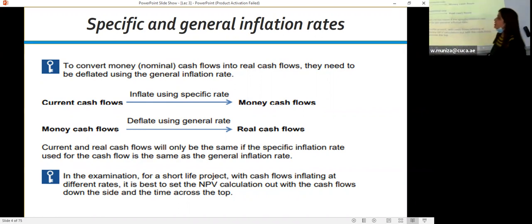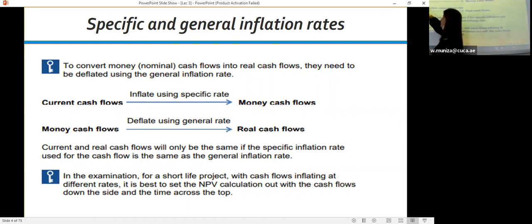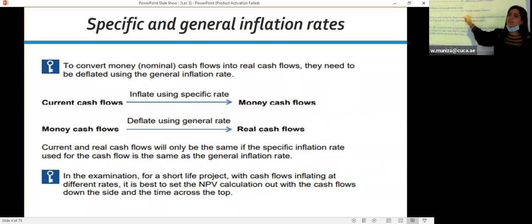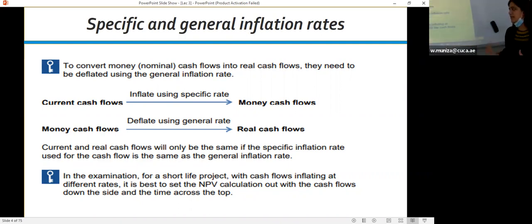Your practice will be built in such a way that you will be encountering the questions as a normal habit. So current and real cash flows will only be the same if the specific rate of inflation and general rate of inflation are the same, which is normally not the case. So current and real cash flows will only be the same if the specific inflation rate used for the cash flow is the same as the general inflation rate.